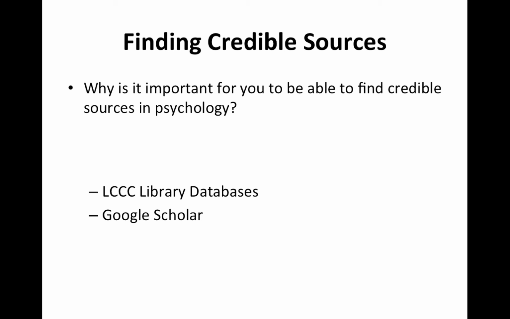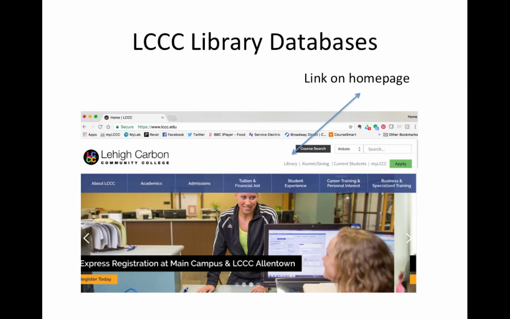We will be finding articles from two different types of databases, from LCCC library databases and from Google Scholar. Let's start with the LCCC library databases. You can access the library and the section for journal articles through the LCCC portal. But I've discovered that most students use the main LCCC website, and so I will walk you through accessing these databases in that way. From the lccc.edu website, click on Library.